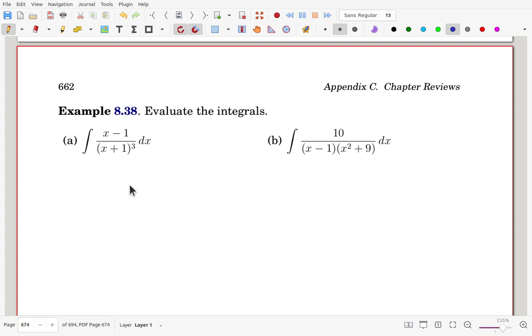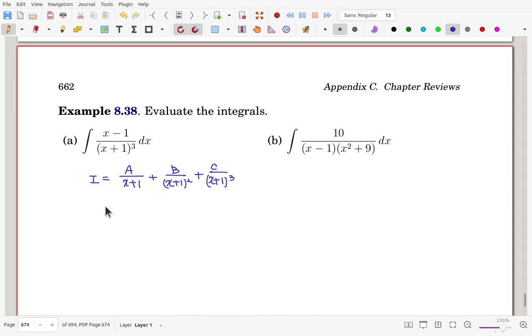Okay, for this one, now the integration is proper. The denominator is third order and the numerator is first order. So with a linear and a third power, the integrand itself can be written this way: A over x plus 1, plus B over (x plus 1) squared, plus C over (x plus 1) cubed. And we have to decide A, B, C.